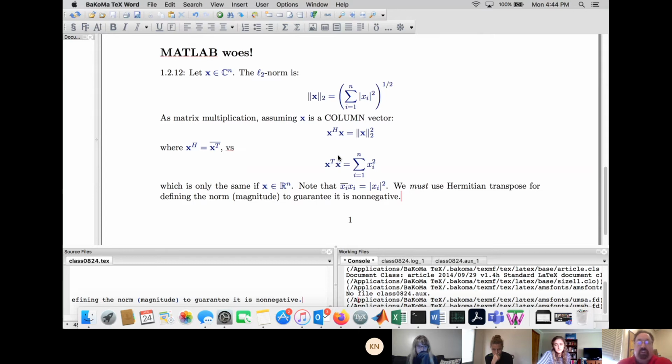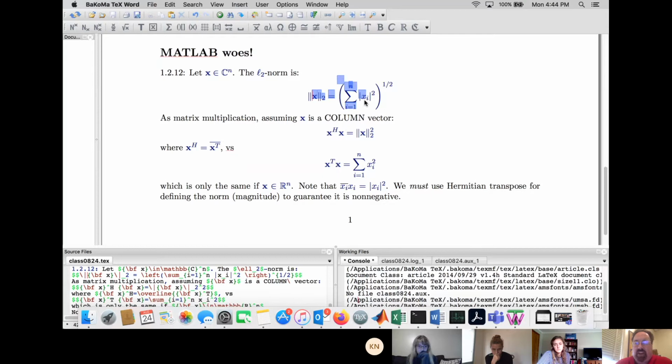So this problem is about coming up with specific vectors x, which therefore would not be real, they must be complex, where if you compute this, it's fine, you get a non-negative number. But if you compute this, you'll get something that's negative or zero or complex.